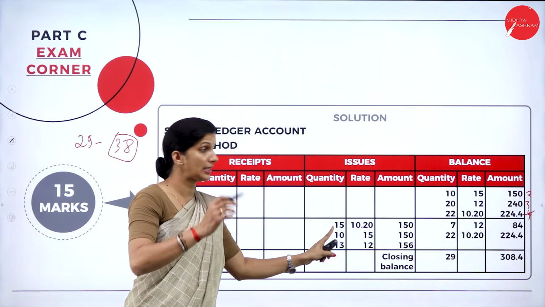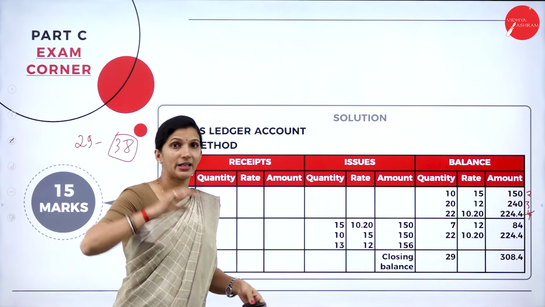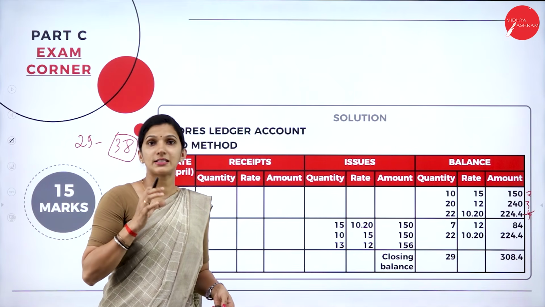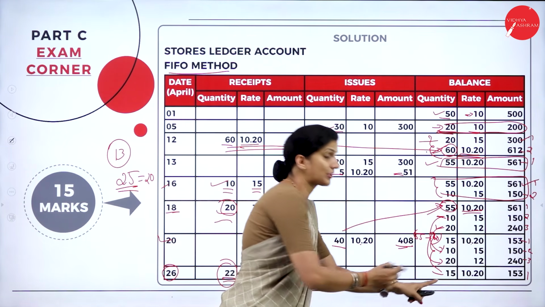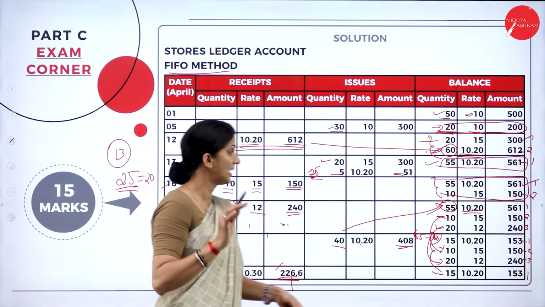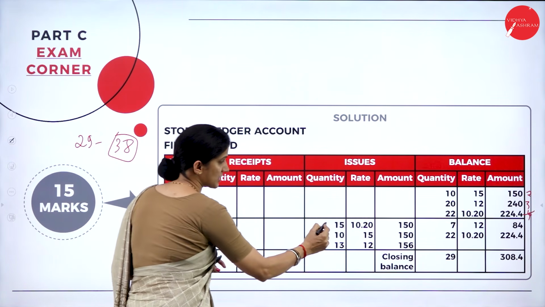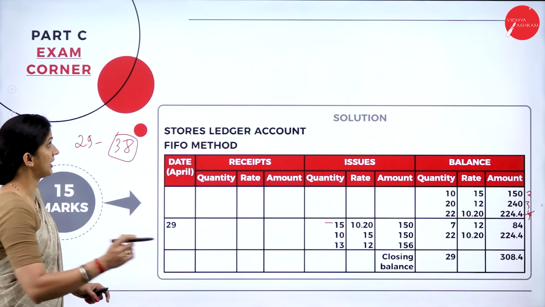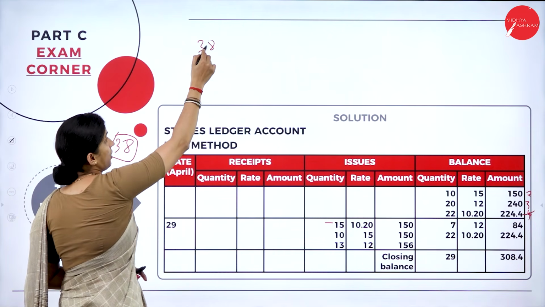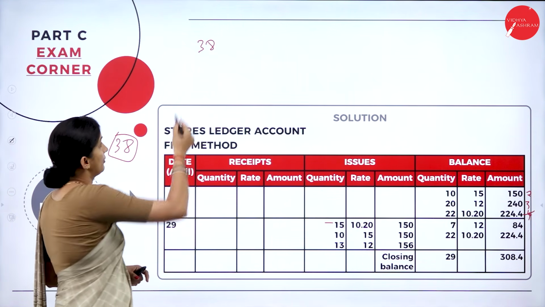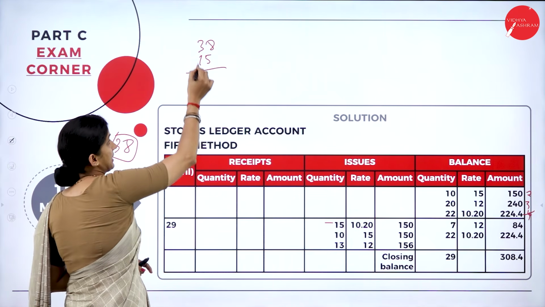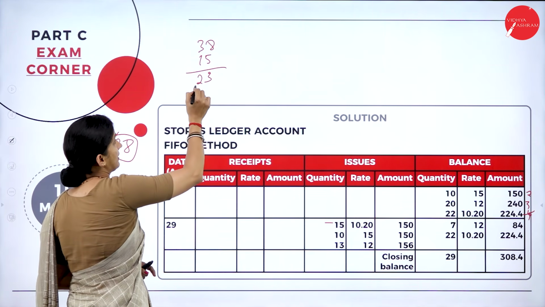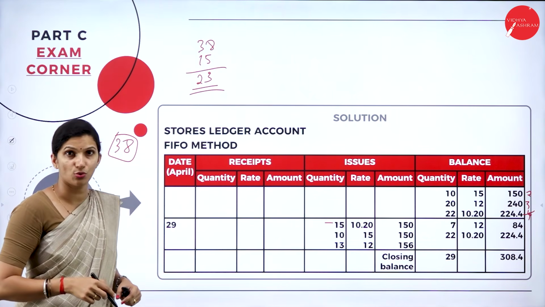And we have to see the immediate previous day in the balance column. What is the balance that we have? So in the first lot, there are 15 units of material. So that means you can issue only 15 units from the first lot. So out of 38 units that we need to issue, from the first lot, we will issue only 15. So remaining how much? Here we have again 23 units to issue.